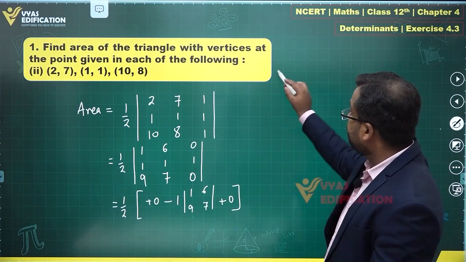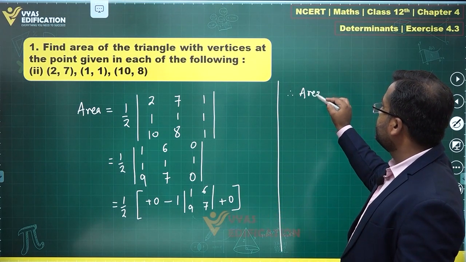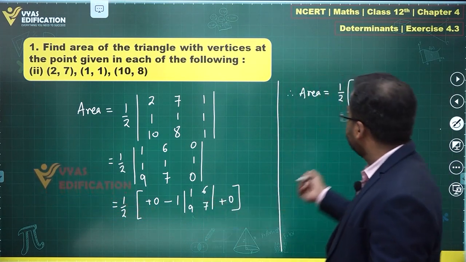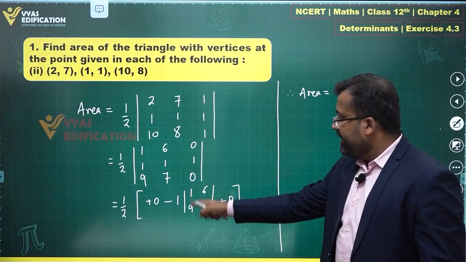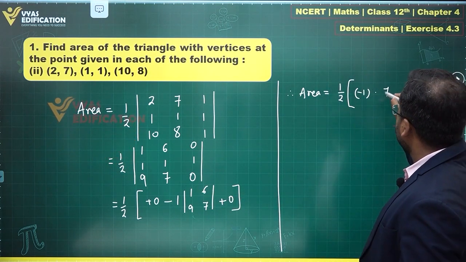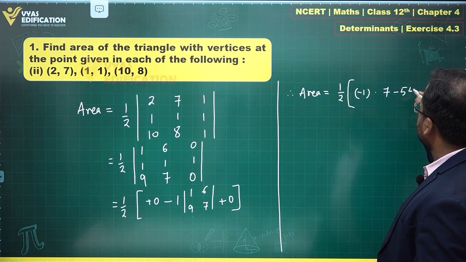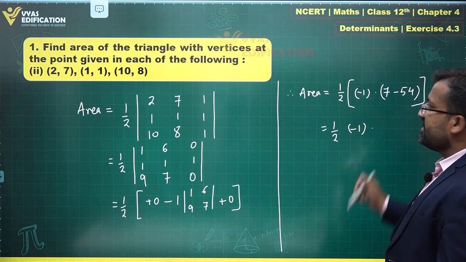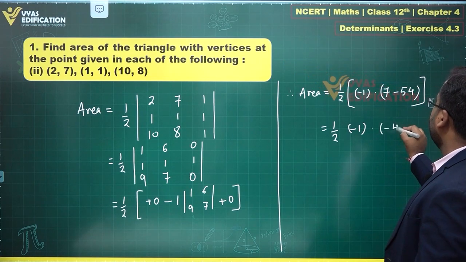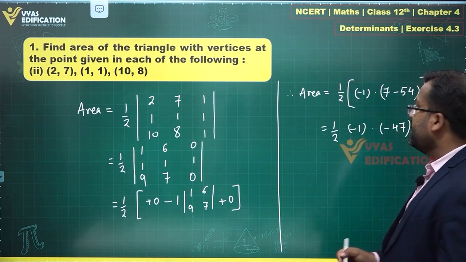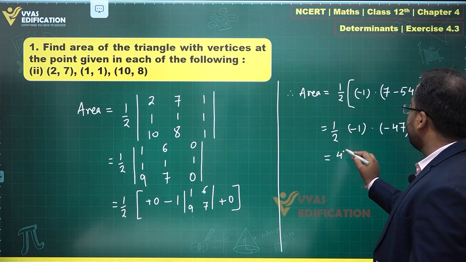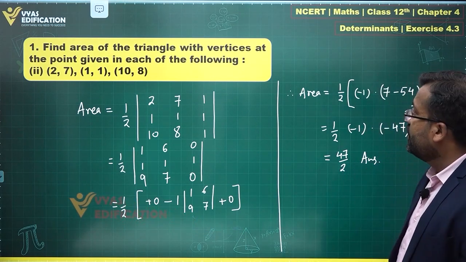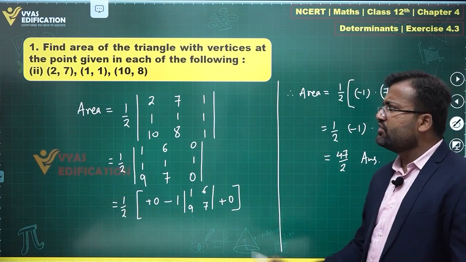Is that okay? Yes. Therefore, area becomes equal to half of this determinant. This is minus 1 times 7 into 1 minus 9 into 6. 9 times 6 is 54, so 7 minus 54 is what I get. 1 by 2, minus 1, and then you have 7 minus 54, which is minus 47. This will give me 47 by 2. That's the area. That's my final answer for this question, as you can clearly see over here. Is that all? Yes, that's all for this question.